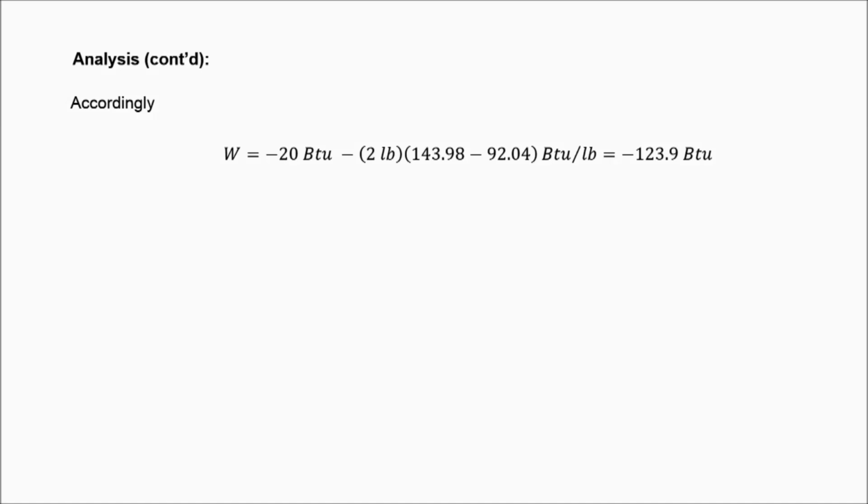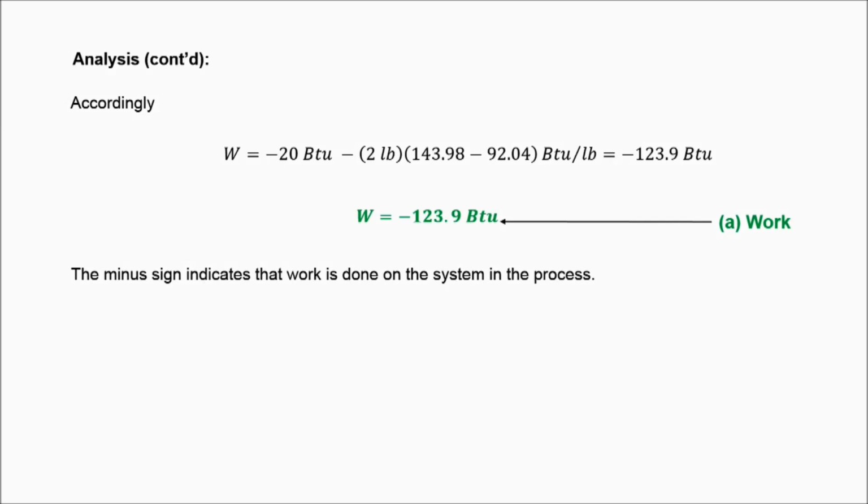Substituting the various numerical values, we can get the value of the work as follows. W equals minus 20 BTU minus 2 pound times 143.98 minus 92.04 BTU per pound, giving us a value W equal to minus 123.9 BTU for the work. This is the answer we were seeking. Note that the minus sign indicates that work is done on the system in the process, consistent with the compression of a gas requiring work to be supplied to the system.